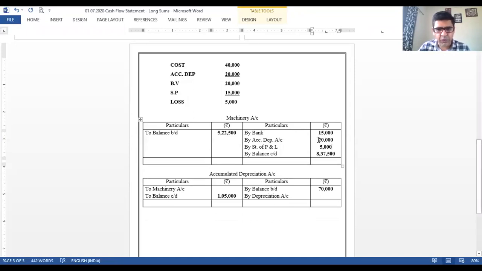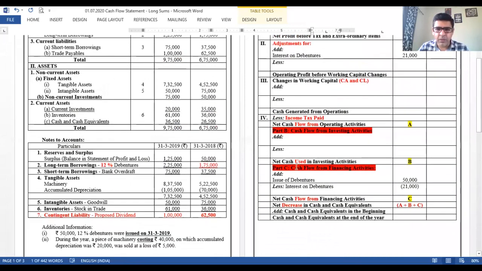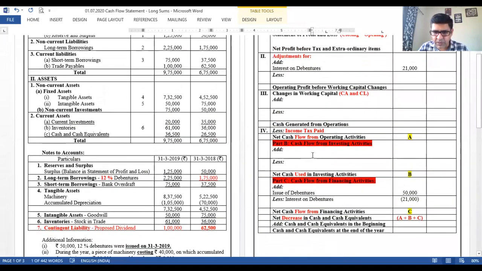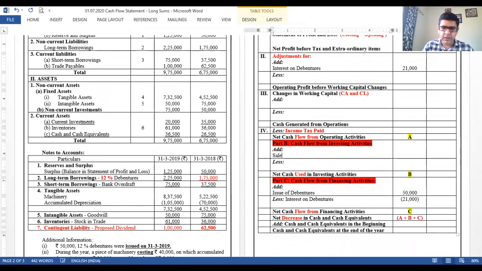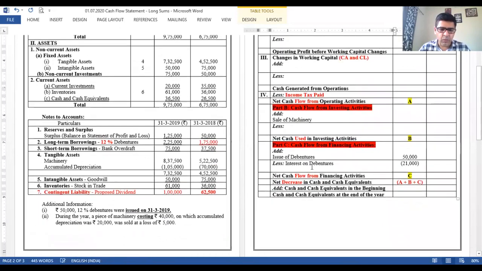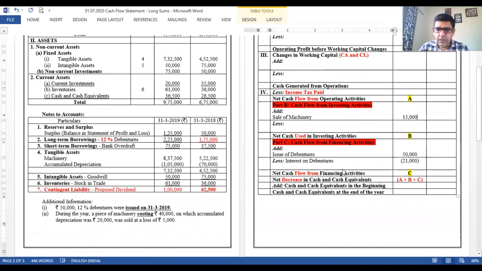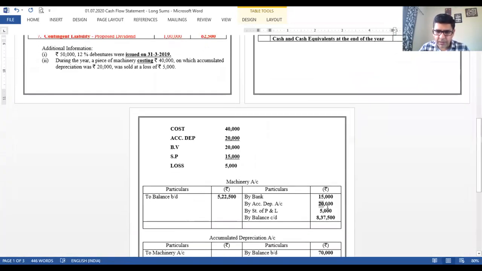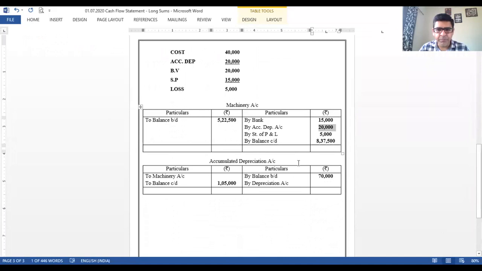Now let us go for the second effect of these values. 15,000 is the sale of machinery. Sale of machinery, we know it's investing activity, right? I'll come to investing activity right over there. Because it's a sale, cash comes in, it will be added. The sale value was 15,000. Second effect is for accumulated depreciation, rupees 20,000. So we have accumulated depreciation account over here. So this is the connection. I'll come to the debit side and right over there to machinery account, rupees 20,000.